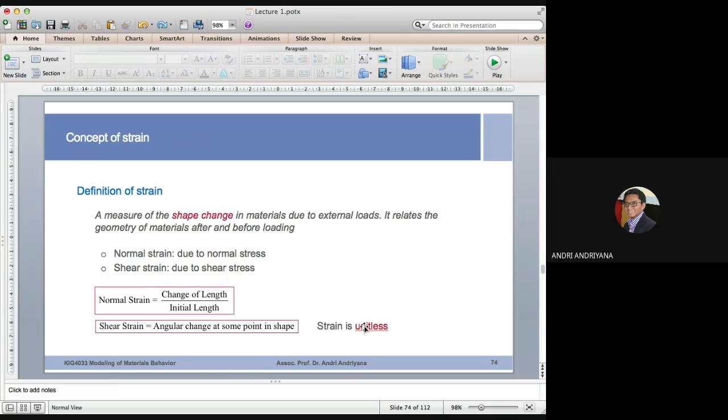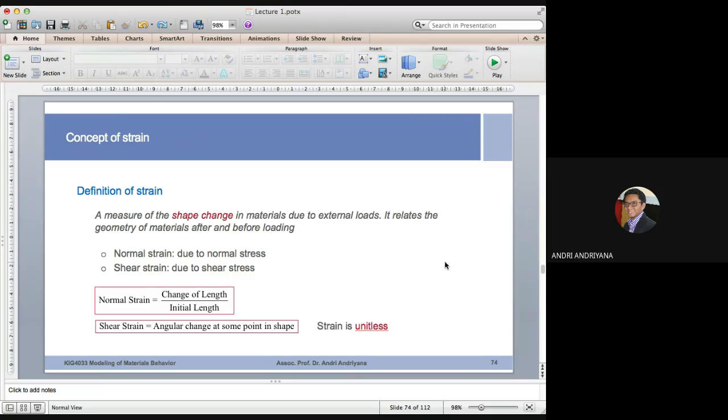How about the strain? If the stress is the intensity of internal force, the strain is simply a measure of the shape change. How much the geometry of a material actually changes because of the application of the load. So this shape change basically relates the geometry of materials before and after the application of mechanical loading.